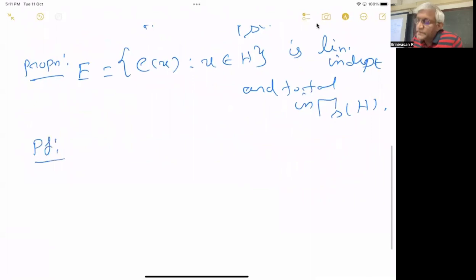Proposition. There is some messy calculation. I will leave it as an assignment. Anyway, I'm not in a mood now to do that calculation.